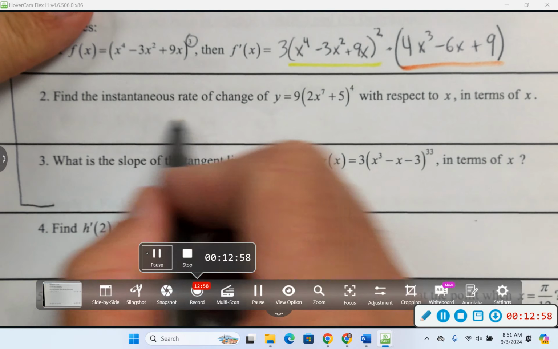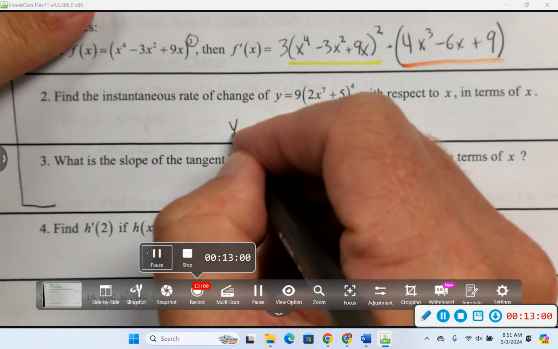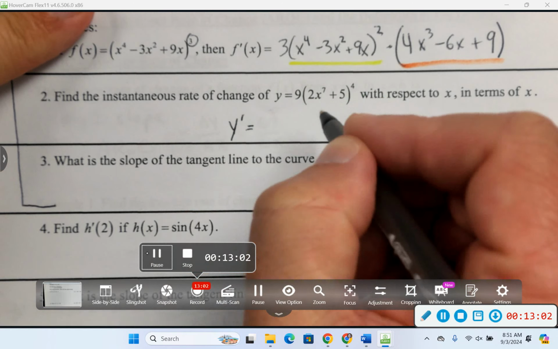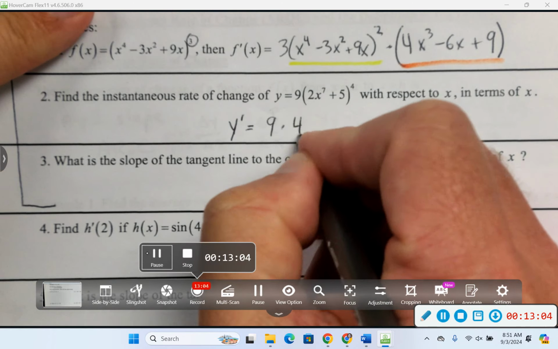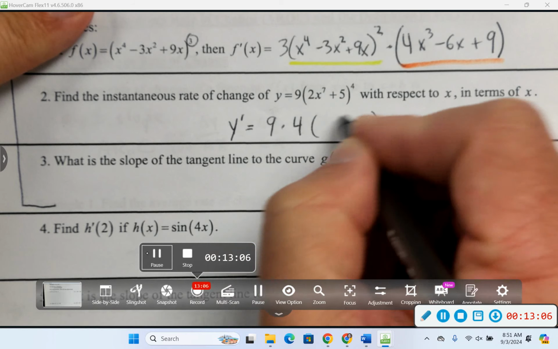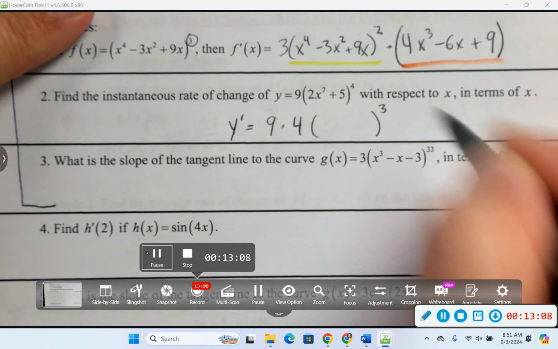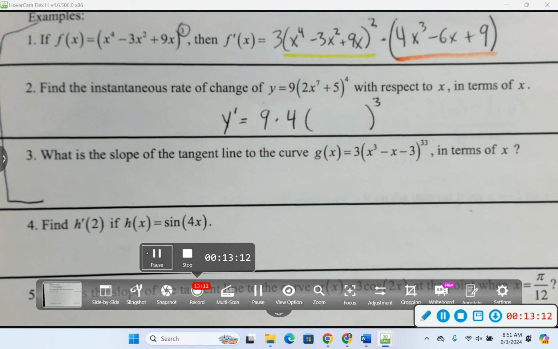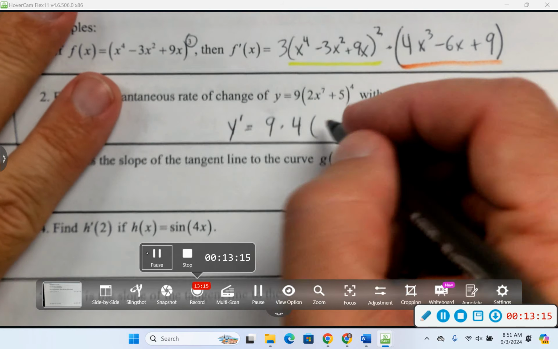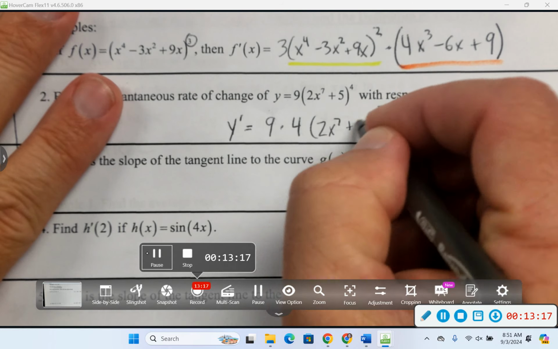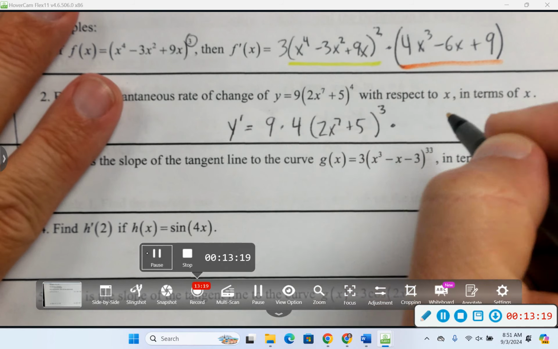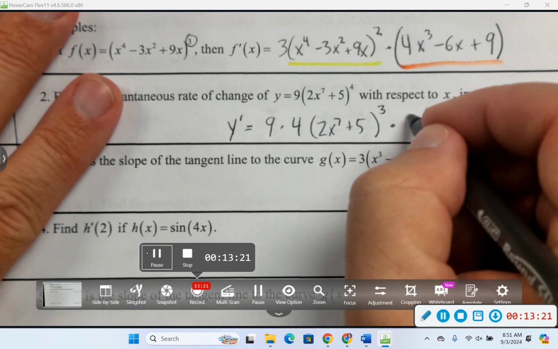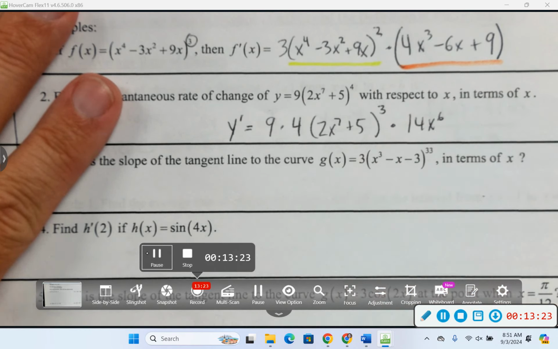Number 2, find the instantaneous rate of change. Well, again, that's another name for y prime. So 9 times 4 stuff cubed. And don't mess with the stuff, right? One derivative at a time, one layer at a time. 2x to the 7th plus 5th plus 5, and then times 14x to the 6th.